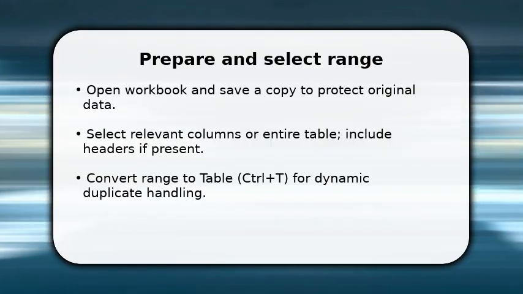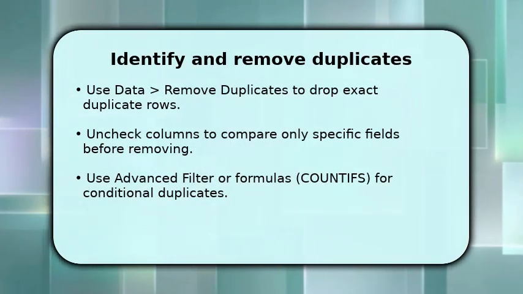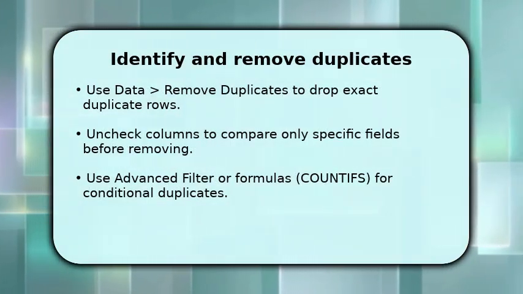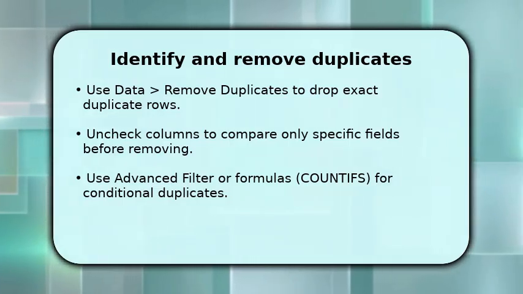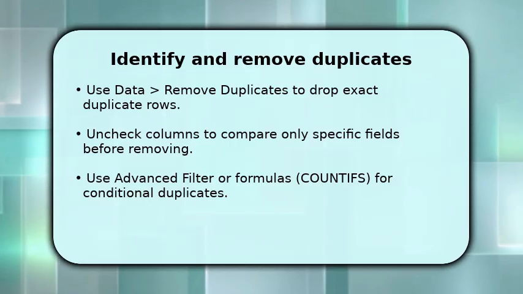Now you'll remove duplicates. Go to the Data tab and choose Remove Duplicates. In the dialog, uncheck any columns you don't want compared, so Excel only matches the fields that matter. Click OK to delete exact duplicate rows.